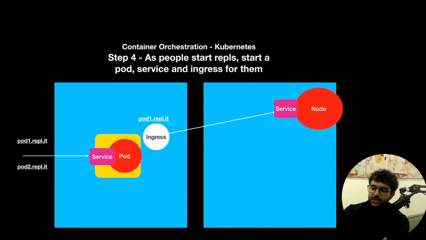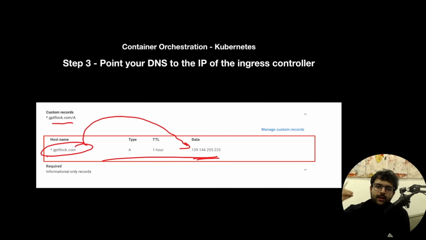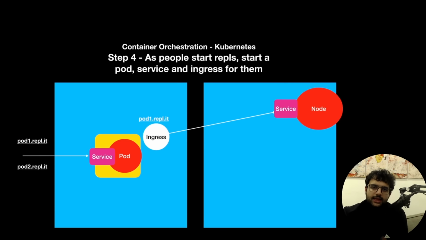Step 4. As people start to create repls, now you're ready to go. After you've done these 3 steps, anyone can visit my Replit website. And then as people come and start repls, you start a pod, a service, and an ingress for them. When someone says, I'm on this specific workspace, I now am coding for the next 2 hours, for the next 2 hours you start a node, attach a service to it, and start an ingress so that all incoming requests to that specific pod can be routed to this node, so that the user can play with it, run their website, visit their website, go to the terminal.